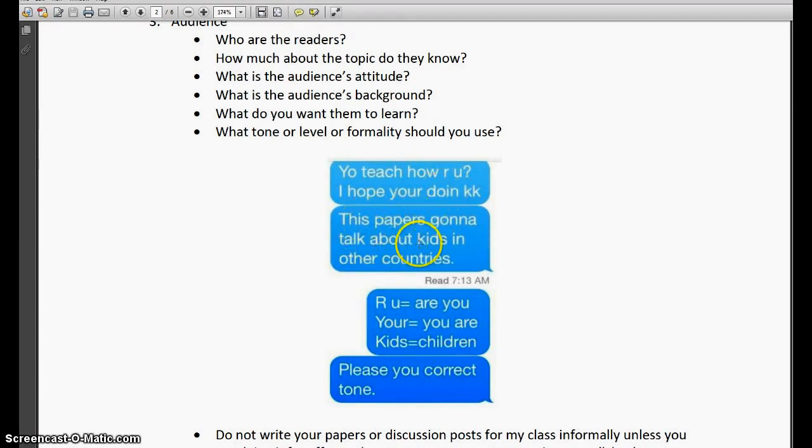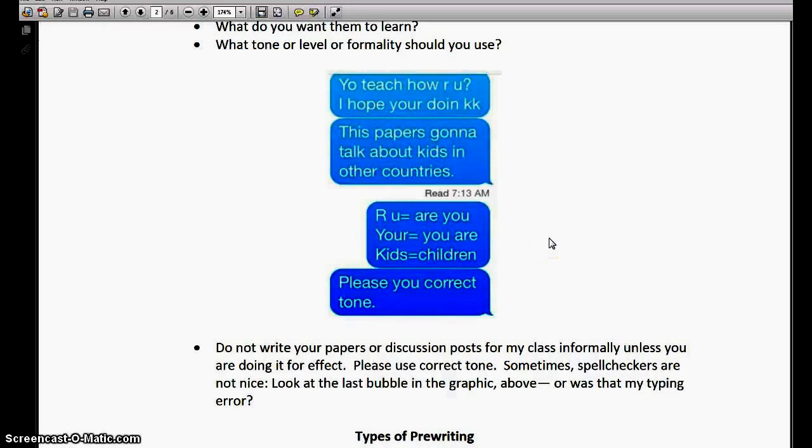This paper is going to talk about kids in other countries. This is just an idea of someone starting a paper, about the alternate text there. This paper is going to talk about kids in other countries. To me, that's very informal. I think the word kids should be changed to children, but we'll talk about word choice later in a different presentation. And here I just gave you the equivalent of what they should be.